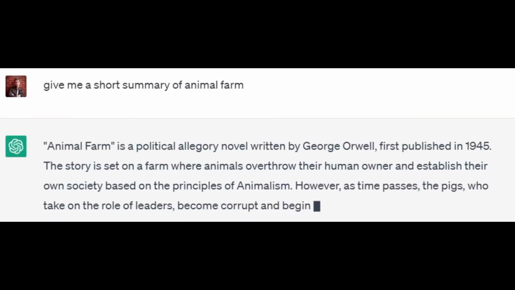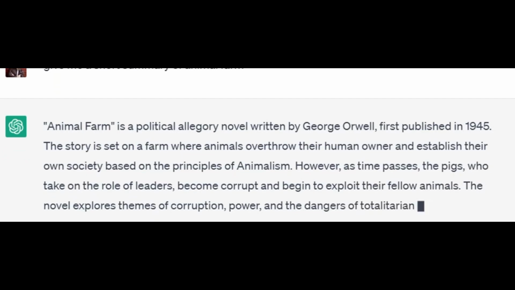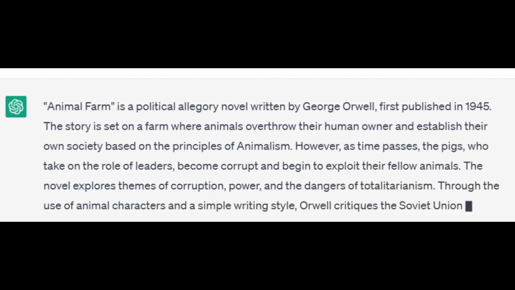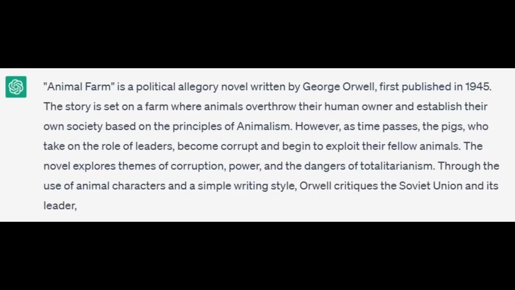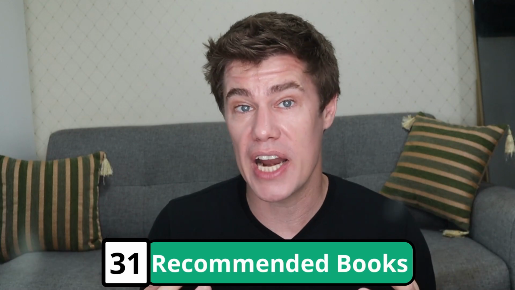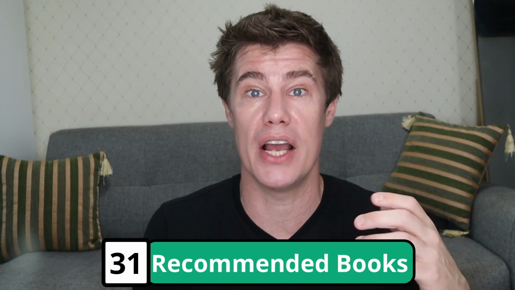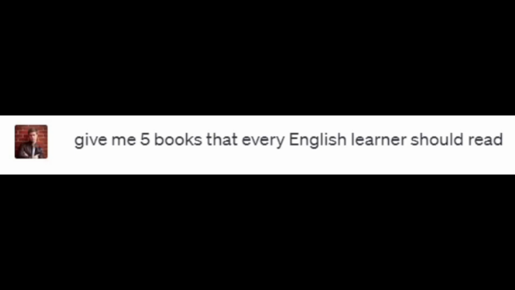summary. Give me a short summary of Animal Farm. It was written by George Orwell in 1945. Set on a farm where animals overthrow their human owner and establish their own society based on the principle of animalism. Or you can ask ChatGPT to provide you with a list of important books that every ESL learner should know. Give me 5 books that every English learner should read.